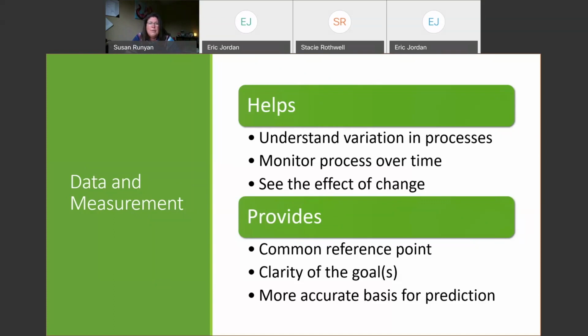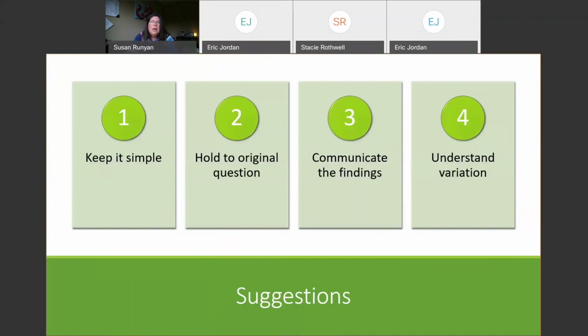It really provides the common reference point and clarity of the goal. So if you're trying to display data, which is what we're going to talk about here in just a minute, remember you always want to be reminding yourself what was our goal, what were we shooting for, who's our audience, as we really work towards displaying data and what measurement we're really looking for. It also gives an accurate base for prediction.